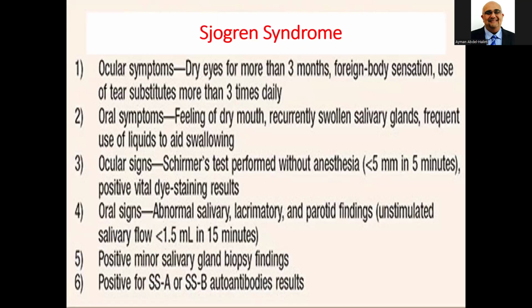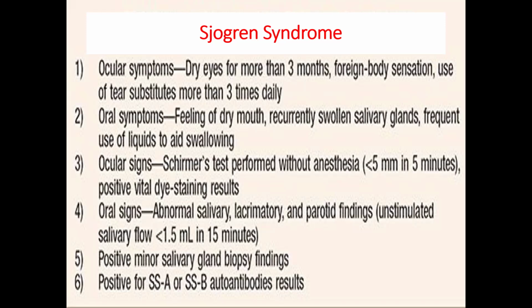These are the criteria for Sjogren syndrome. Ocular symptoms: dry eyes for more than 3 months with foreign body sensation. Use of tear substitutes more than 3 times a day. Oral symptoms: feeling of dry mouth, recurrently swollen salivary glands, frequent use of liquids to aid swallowing.